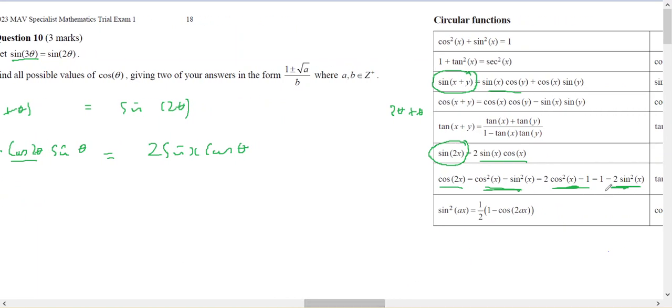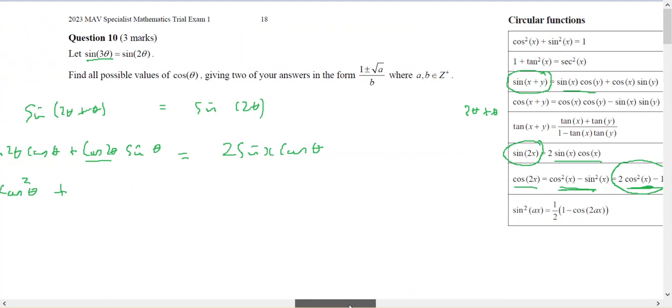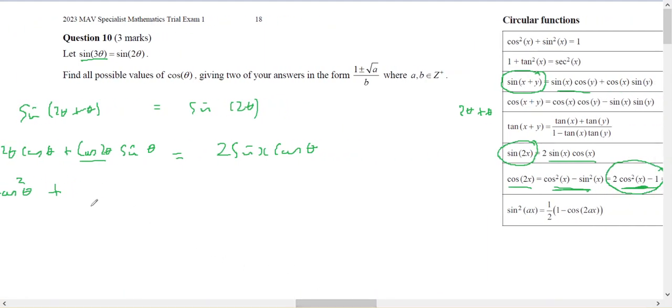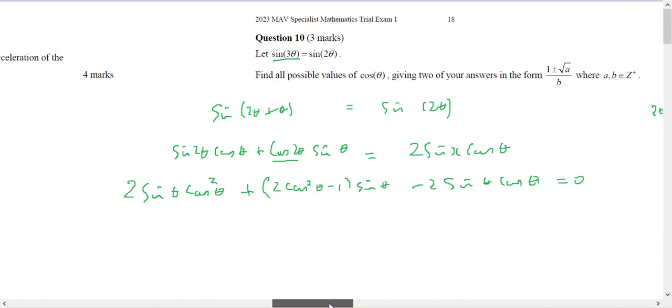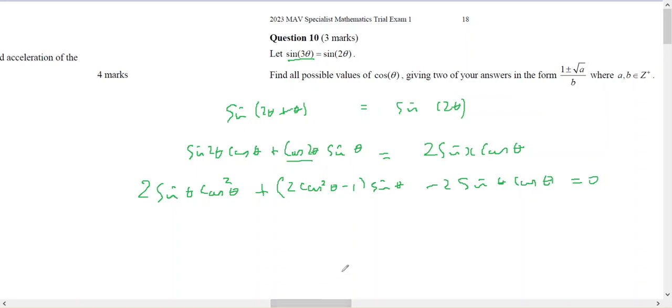And the way I'm going to do that is if I use this as my double angle formula, when I multiply it out, I'll have a sine and a cos. So that's going to be 2 cos squared theta minus 1 times the sine of theta minus 2 sine of theta cos of theta equals 0. I wish to make it equal to 0 so I can solve once I factorise.